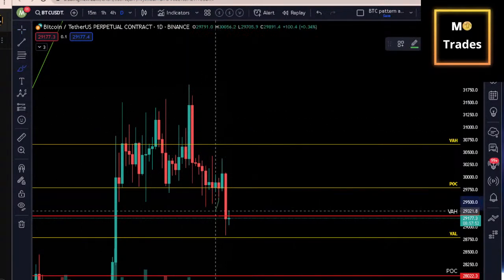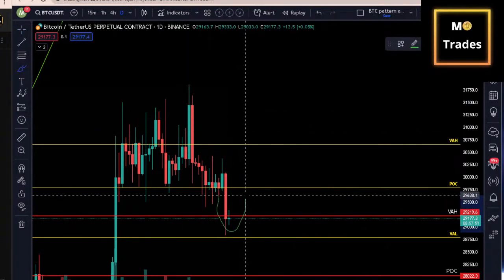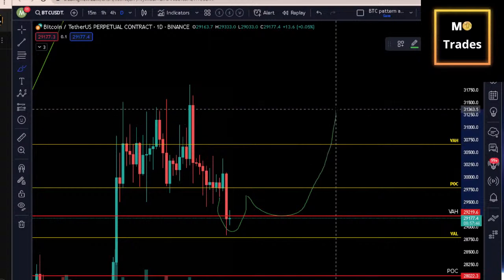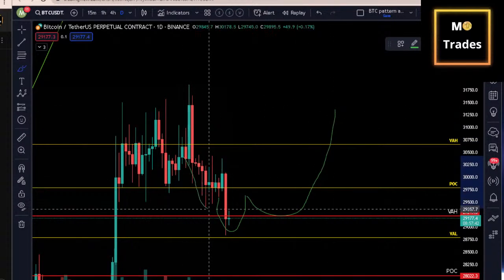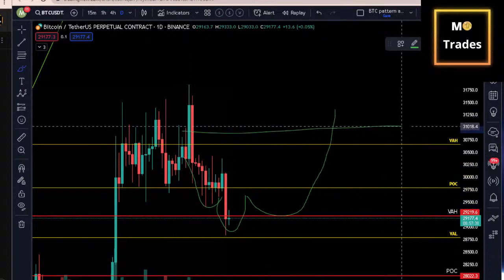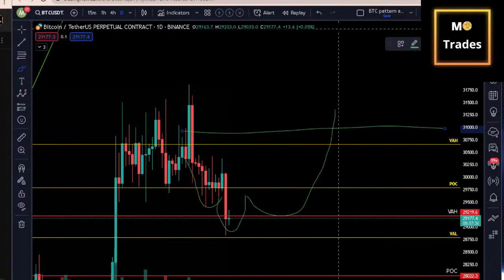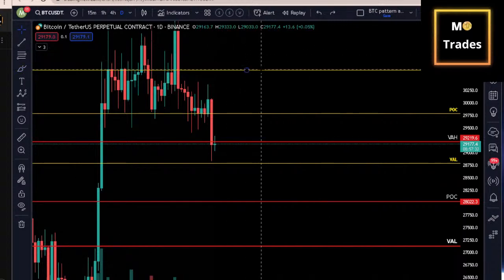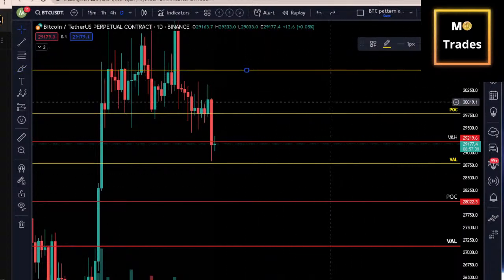What Bitcoin could do is come up here, up to the 0.618 retracement of this candle, and then come down, form another shoulder, and then come up. You could imagine this as a shoulder, head, and a shoulder, and come up all the way here to 30,800, 30,750, where you'll have a resistance at the value area high again, and maybe continue lower.